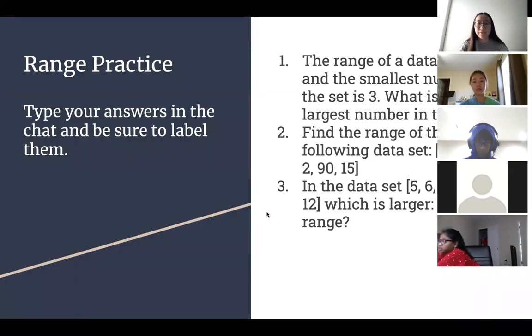So let's again do some practice on this. Here, there's 3 different problems. You can just write your answers and then label them 1, 2, and 3.